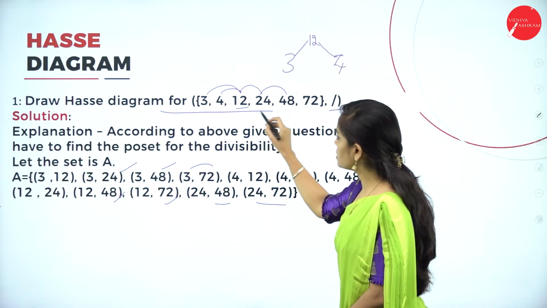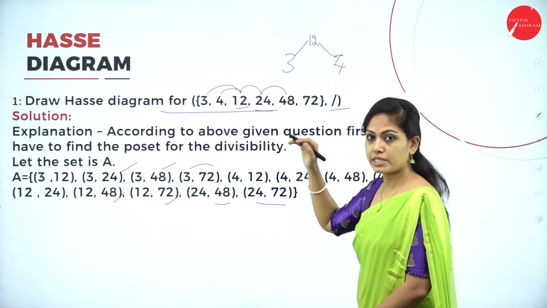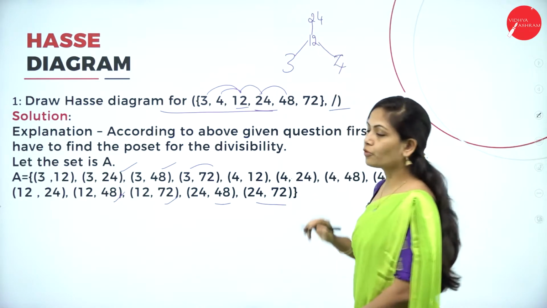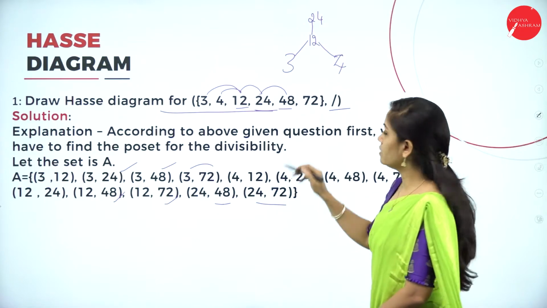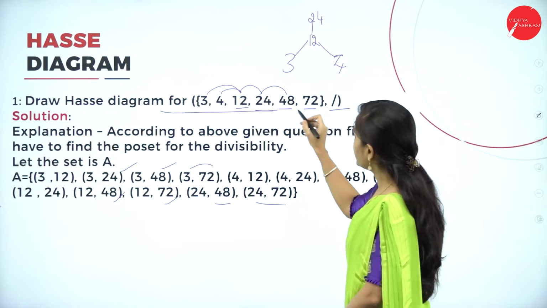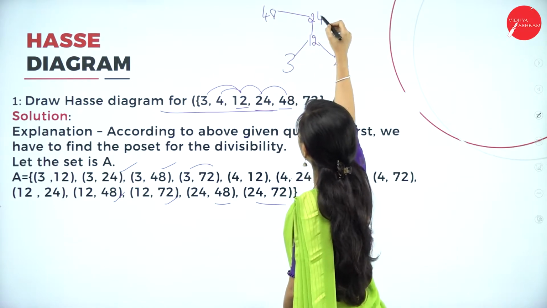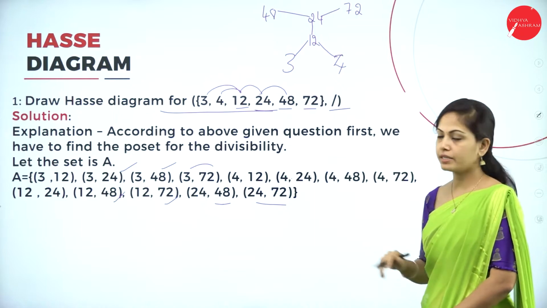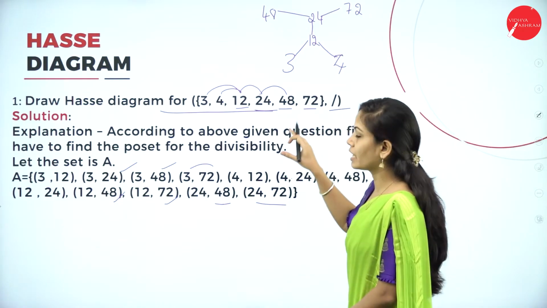And the next element is 24. 12 can divide 24. Is it right? Yes, it can divide 24. And the next elements are 48 and 72. 24 can divide 48 and 24 can divide 72. This is your Hasse diagram for the given poset. It is very simple. Please understand the concept.